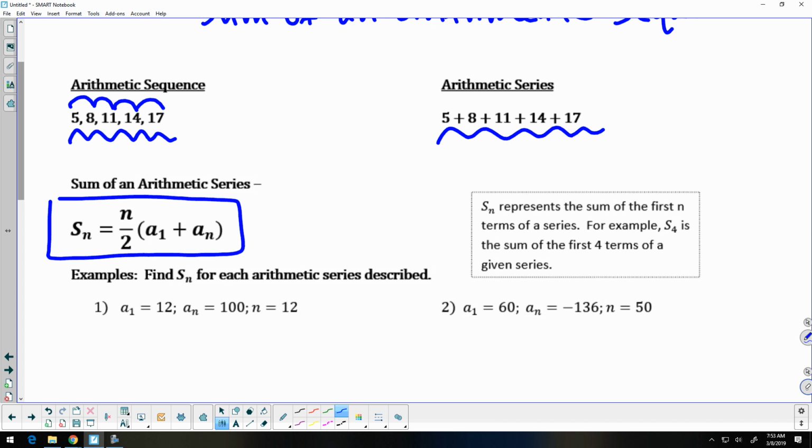Okay, so everything still represents all the same stuff. n is still the total number of terms in the sequence or in the series. a sub 1 is still going to be the first term. a sub n is still going to be the last term. S sub n is just going to be the sum.